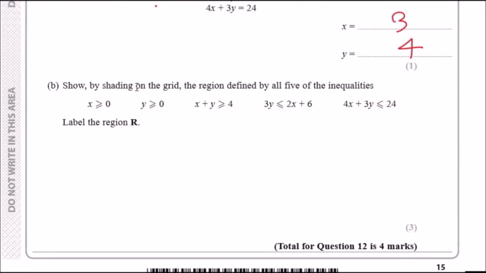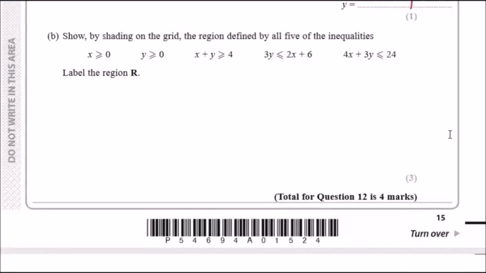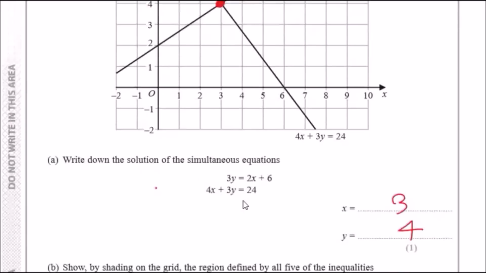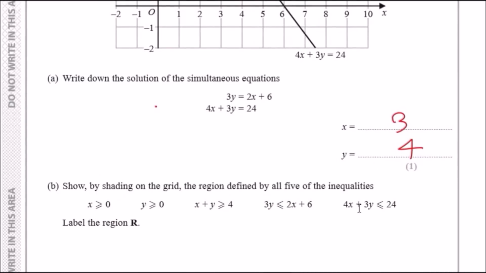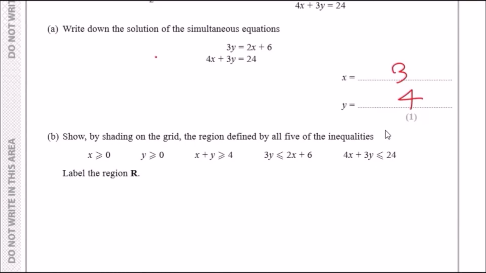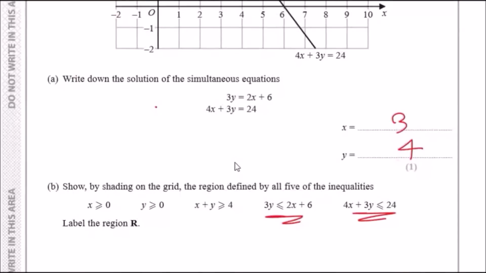Now, show by shading on the grid the region defined by all 5 of these inequalities. Okay. All right, here we go. So this one, you guys literally get your graph paper ready. We're going to try and do this. So have a look. So we've got 5 equations. They've already drawn 2 straight lines for us. So that looks like these last 2 here. Okay. However, they have not drawn x plus y greater than or equal to 4. Now, this is easy to draw.